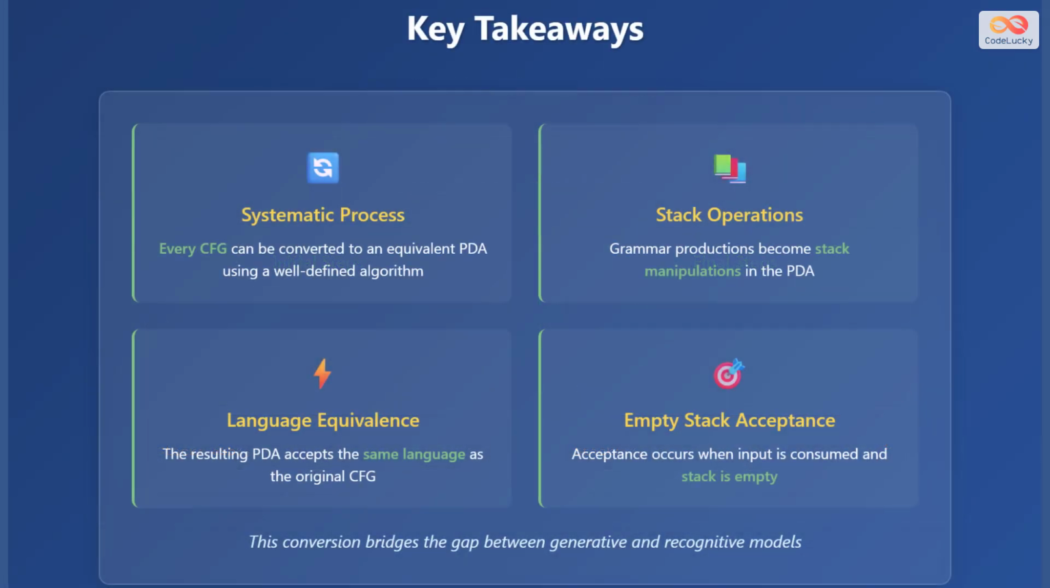Here are the key takeaways from this video. It's a systematic process. Every context-free grammar can be converted to an equivalent pushdown automaton using a well-defined algorithm. Grammar productions become stack manipulations in the pushdown automaton. The resulting pushdown automaton accepts the same language as the original context-free grammar. Acceptance occurs when the input is consumed and the stack is empty. This conversion bridges the gap between generative and recognitive models.